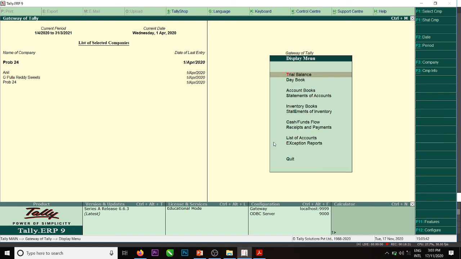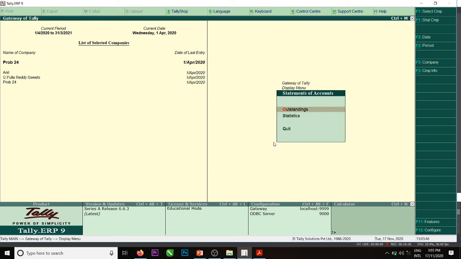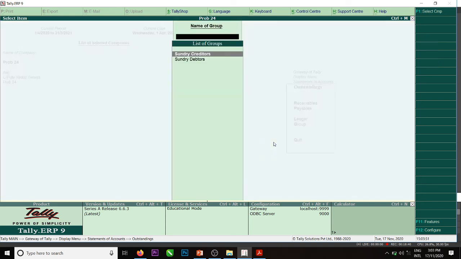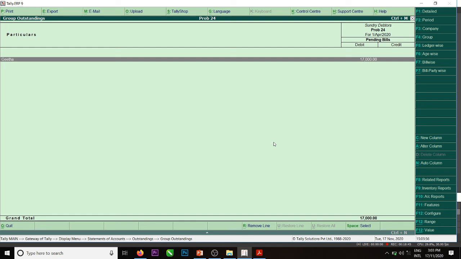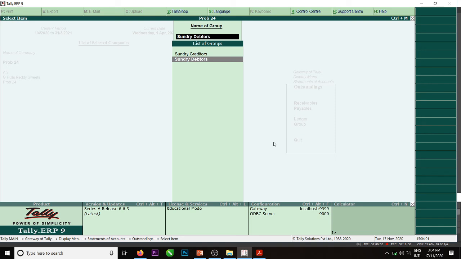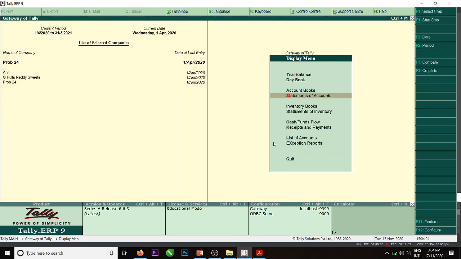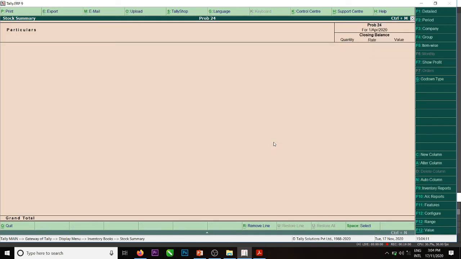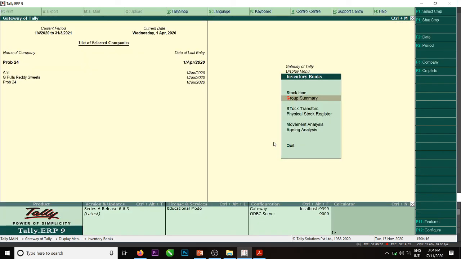Display will give you more options. Trial balance, day book, account books, statement of accounts. Any outstandings are there, we can add this one. Group outstandings, debtors or creditors outstanding. Gita amount to be received, that's why it is showing under outstandings. Inventory books. We are no information regarding inventory, that's why we are unable to see that.